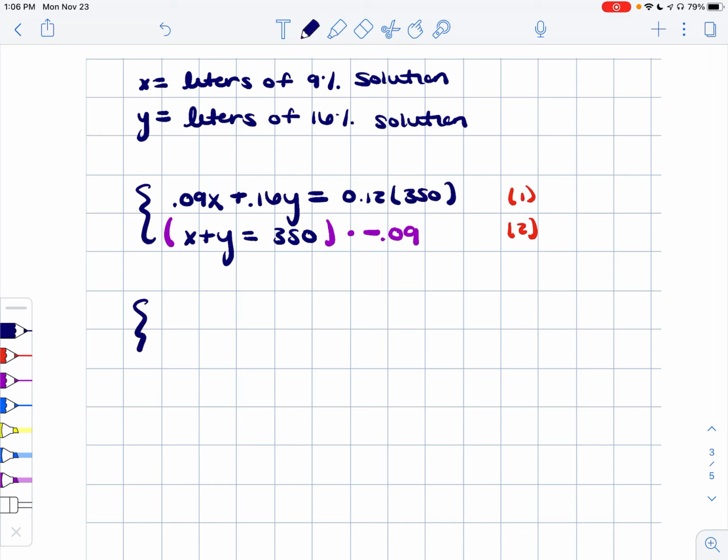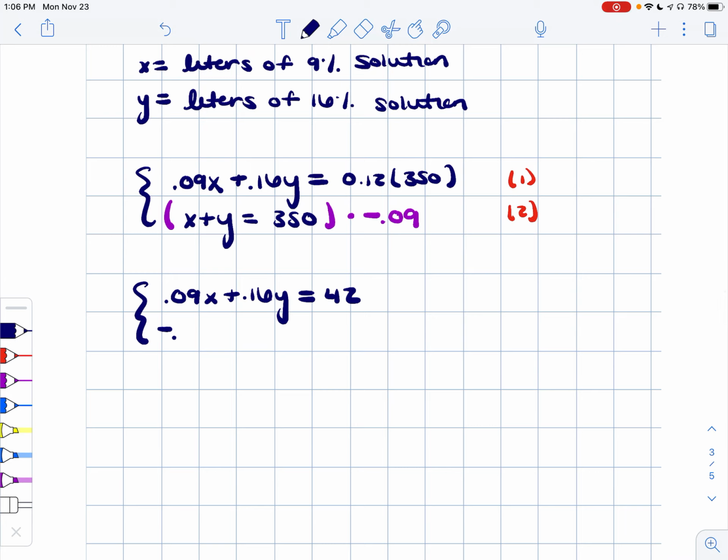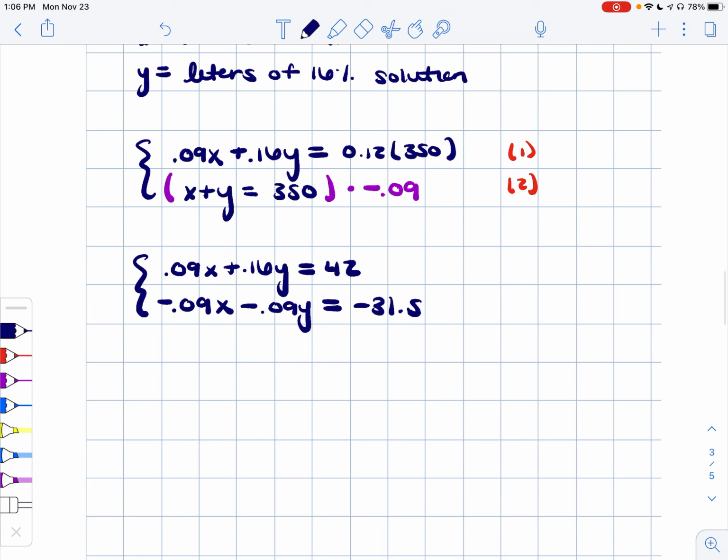And if we rewrite this, the only thing to do in that top equation is just to simplify the 0.12 times 350. That's just 42. And then the bottom equation, go ahead and multiply through that negative 0.09. If we multiply that negative 0.09 through, this is what we're going to get. All right, now add your equations up.